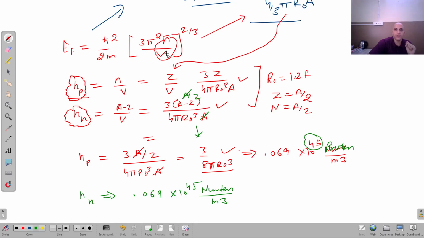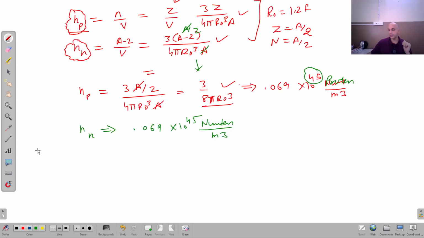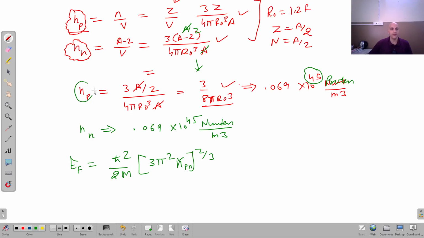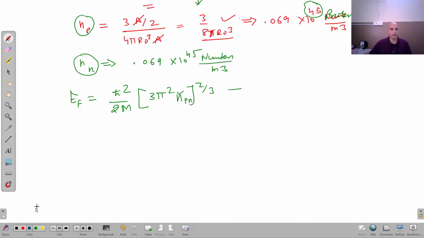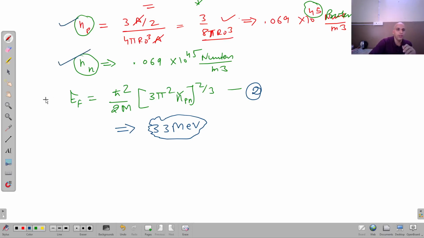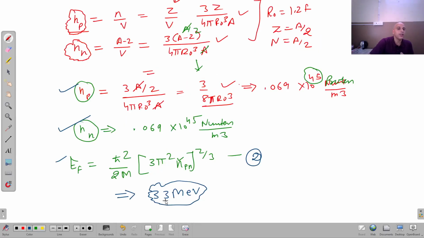Now what I have to do, I have to put this value in this equation, then I can find out the Fermi energy, right? So the Fermi energy expression was EF is equal to h cut square upon 2m into 3 pi square into n, either p or n, you can take whatever value you want, power 2 by 3. So we have to put the value of either np or nn in equation number 2. When you put this value in equation number 2, you will get the value of the energy around 33 mega electron volt. So the important thing that we found here is that for both neutron and proton, I calculated the value of the Fermi energy and it is the same, 33 mega electron volt.